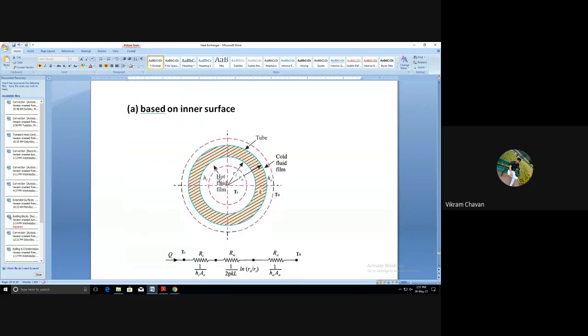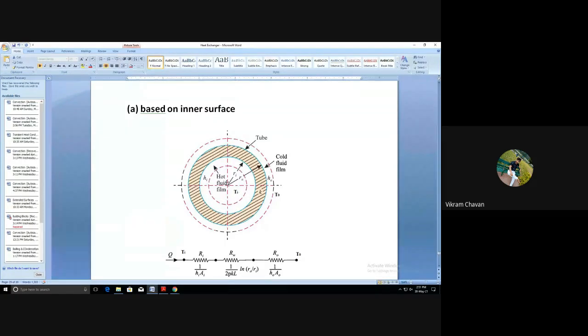So what we have to consider first of all, let us consider that this is the tube, okay, and through that particular tube one fluid is flowing, and over that particular tube another fluid is flowing. Okay, so this is the cylindrical arrangement. We have discussed many problems about the heat transfer through the cylinder. So this is the cylindrical arrangement.